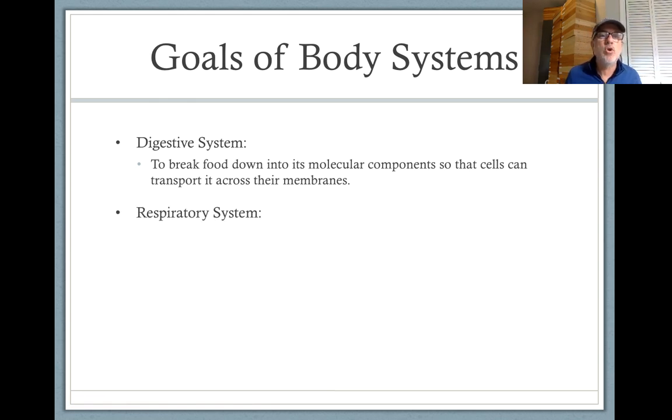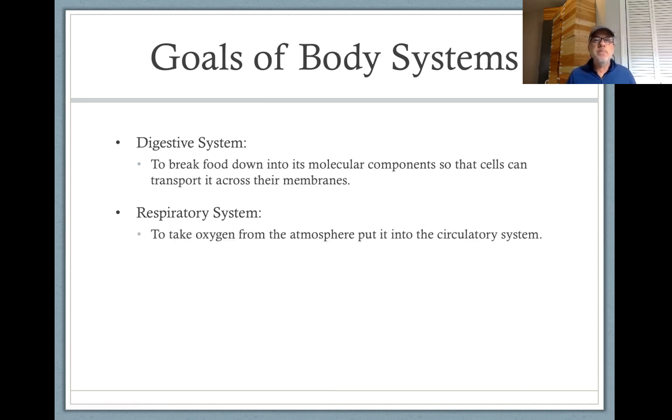Okay, next, the respiratory system. Take a deep breath, shut off the film, and write down its goal. If you said to take oxygen from the atmosphere and to put it into the circulatory system, that's really good. It's only half right, as it turns out, and we'll see what the other half is when we get to that system.